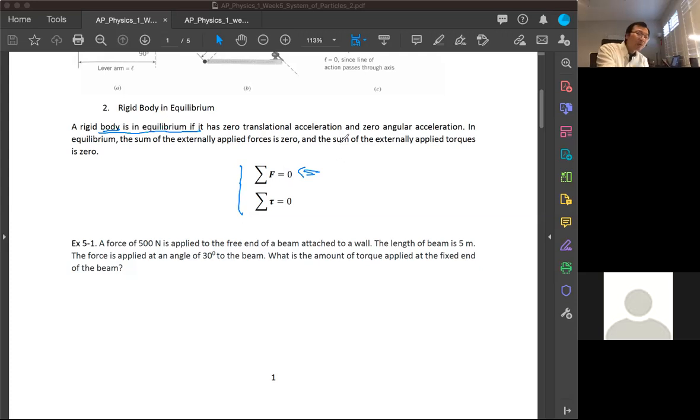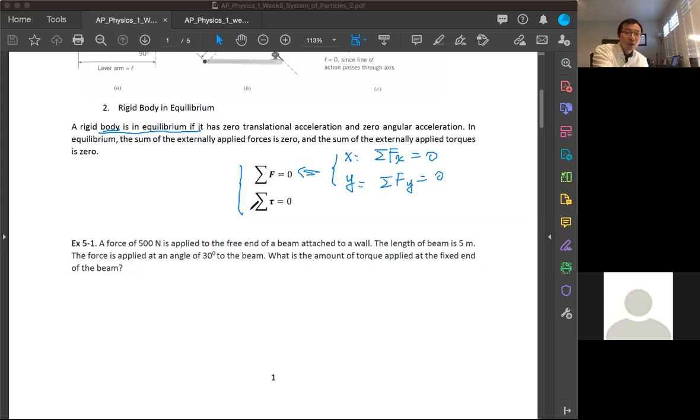When you analyze a real problem, this actually splits up into two equations. The first will be, in the x direction, the net force must be 0. And also in the y direction, the net force must be 0. So you can consider one direction at a time. Okay, so that actually gives you two equations.